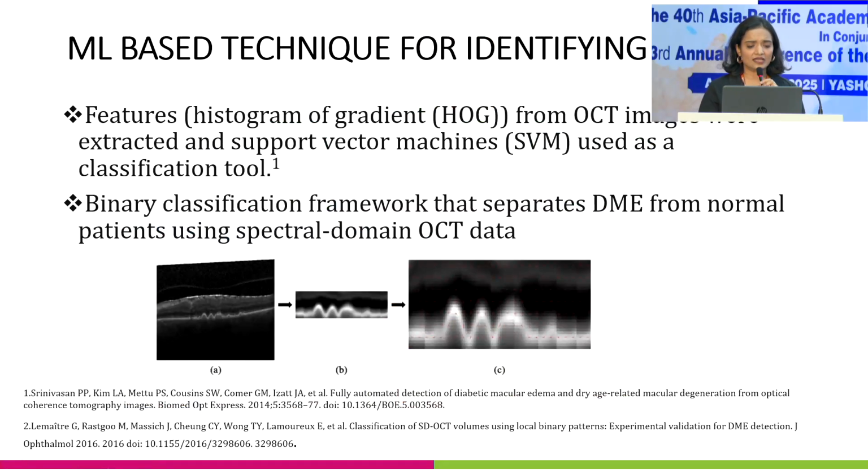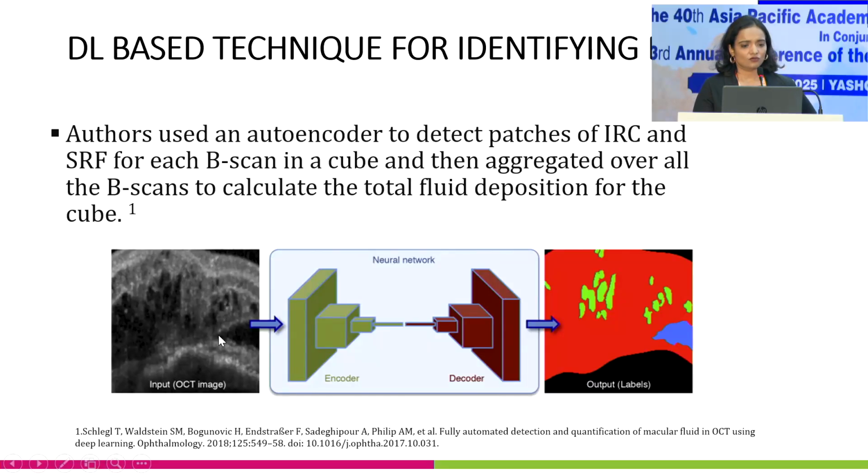So what they're saying is, if you teach the machine to detect DME and give it a sample of this particular DME response to this particular agent, it can tell you from a large database whether or not a patient will respond to a particular anti-VEGF. So this is a binary classification framework that separates DME from normals. This is a little complex, but you can see that it can segment, it can auto-encode.